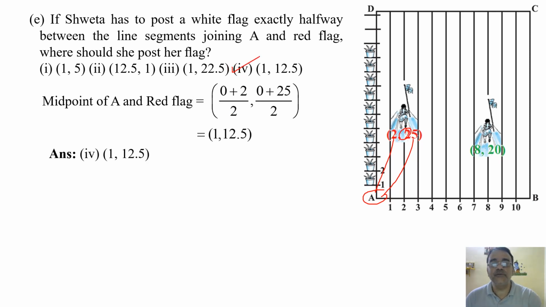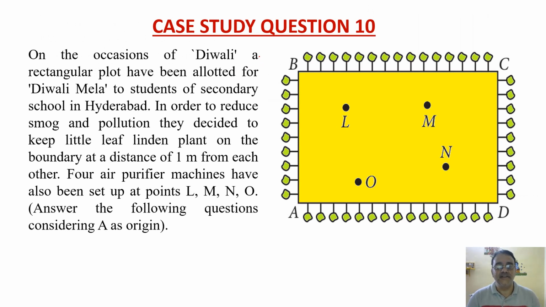Right. So now we are moving toward the last case study question of today's session. On the occasion of Diwali, a rectangular plot has been allotted for a Diwali mela to students of a secondary school in Hyderabad. In order to reduce smoke and pollution, they decided to keep little leaf-ridden plants on the boundary at a distance of 1 meter from each other. 4 air purifier machines have also been set up at points L, M, N, O. Answer the following questions.